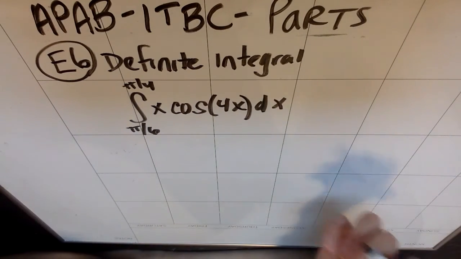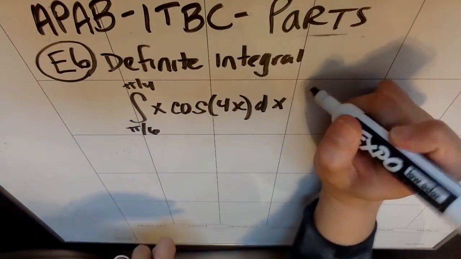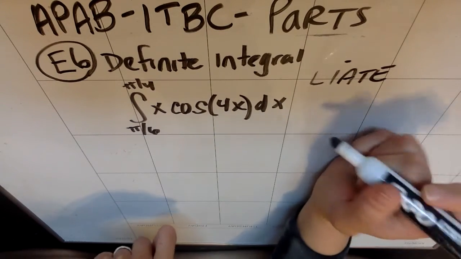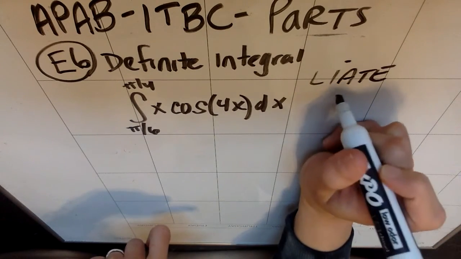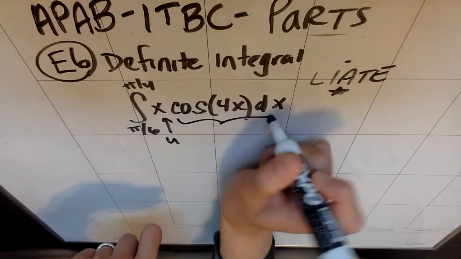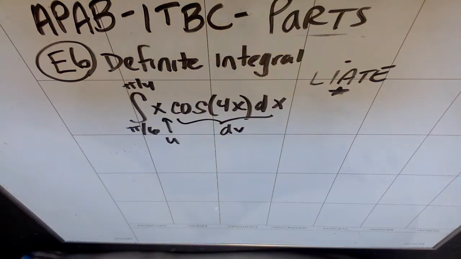So, let's go ahead and walk through parts, right? I know that I use LIATE to pick my u, right? In this situation, I noticed that algebraic comes before trig, so my u is going to be the x, and my dv is going to be the cosine of 4x dx, right?